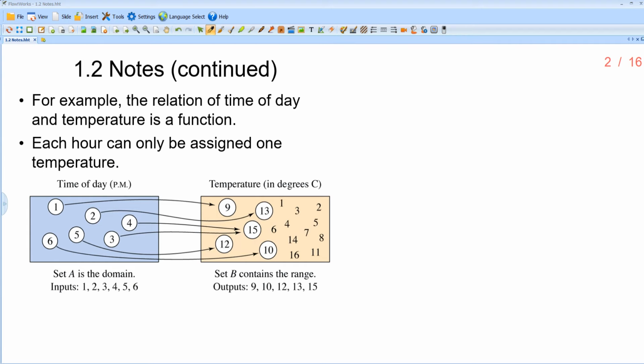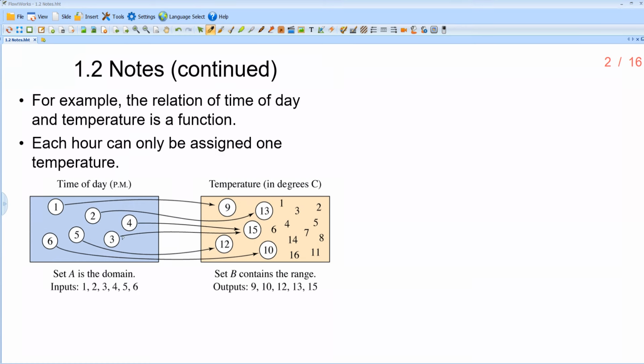So one example of a function is just the time of day and temperature. So this obviously has a relationship. Each time of day has a temperature. There's some relationship going on there. But it's also unique in the sense that each hour can be assigned only one temperature. So at 1 p.m., it's 9 degrees Celsius. At 2 p.m., it's 13 degrees Celsius.